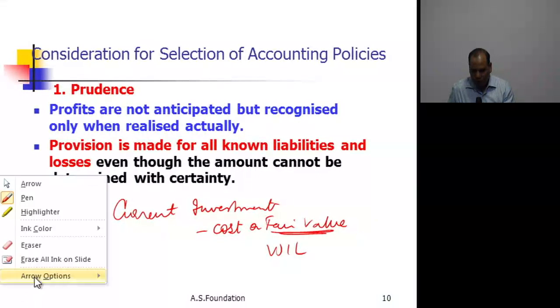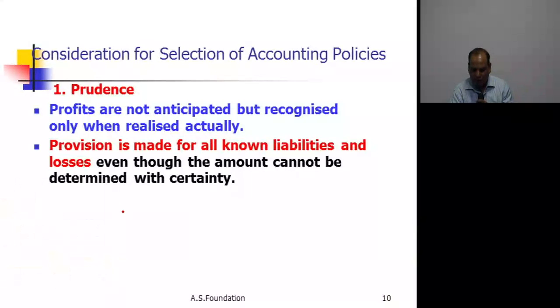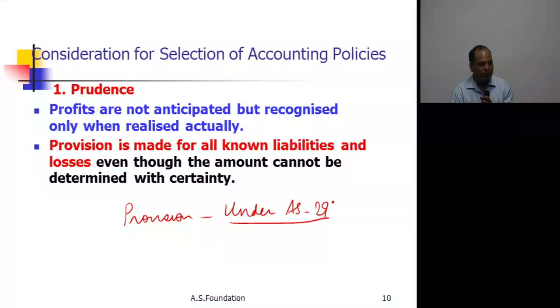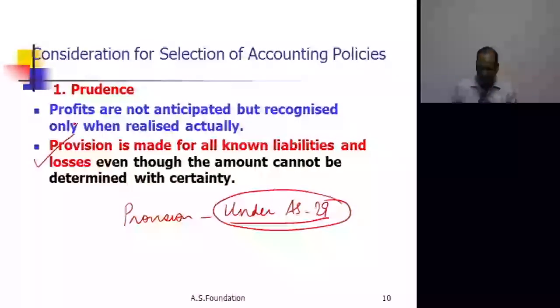All provisions under AS 29, Accounting Standard 29, deal with provisions, contingent liability and contingent asset. Those provisions are nothing but application of the concept of prudence. You are creating provision for all known liabilities even though the amount may not be certain. That is the concept of prudence.